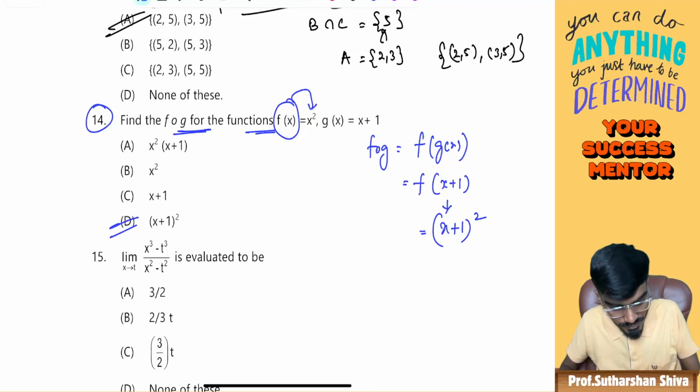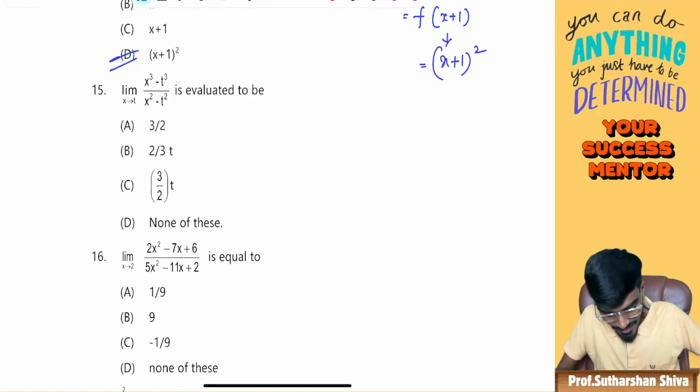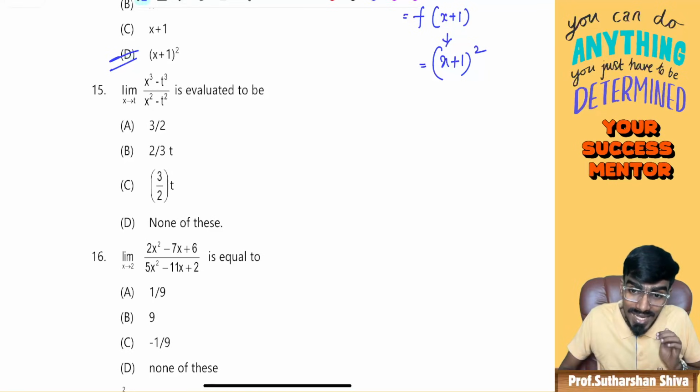Okay. Next, 15. Limit as x tends to t, x cube minus t cube divided by x square minus t square is evaluated to be. How can I substitute this, sir? If I substitute t in the x place, t cube minus t cube becomes 0 in the numerator, t square minus t square becomes 0 in the denominator as well. In both situations, it becomes 0, which means it is an indeterminate limit.